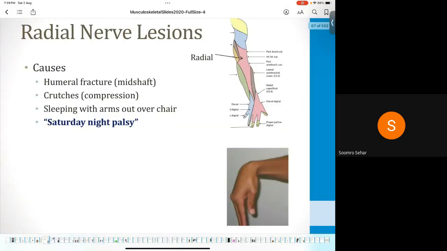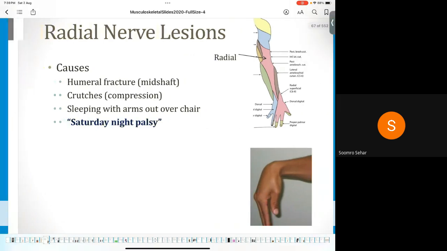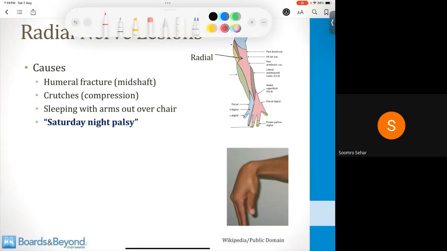We discussed the radial nerve lesion. How can we have a radial nerve lesion? We can have a fracture of the mid shaft, because in the mid shaft we have the radial groove where the radial nerve passes, right? Sleeping with the arm out over a chair can compress your radial nerve at the level of your axilla. If the radial nerve is injured at the axilla, the tricep is also going to be gone. Am I right? That's why it's also known as Saturday night palsy.